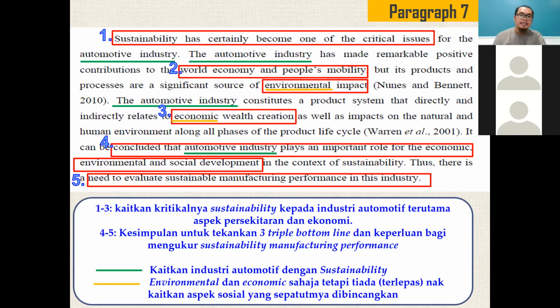Paragraph 7. Sustainability has certainly become one of the critical issues in the automotive industry. This one they try to conclude in this section of the research background. The automotive industry constitutes a product system with direct, indirect, related, and economic links. It can be concluded that the automotive industry plays an important role in economic, environmental, and social development. In this paragraph, previously they highlighted the manufacturing company, and now they zoom in. They choose automotive. We have a lot of companies in manufacturing: plastic, metal, electrical, electronics. But why are they focused on automotive? From the way they write, we can know that they want to study automotive companies.